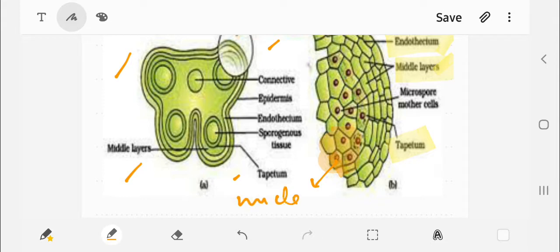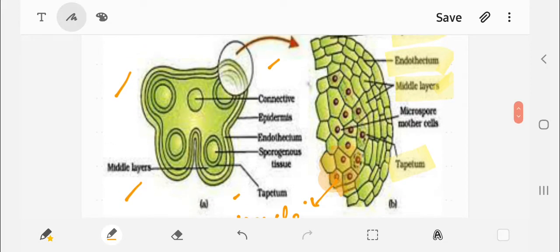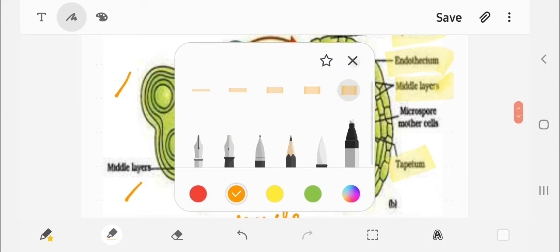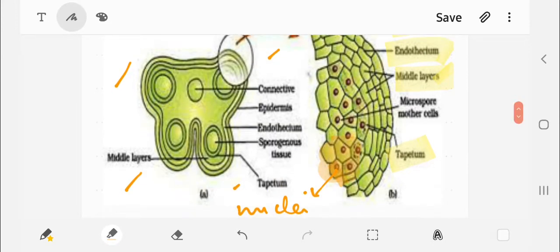pollen grains. Now the question comes, from where do the pollen grains develop? Inside the tapetum you can find a mass of cells. That mass of cells is known as the sporogenous tissue.